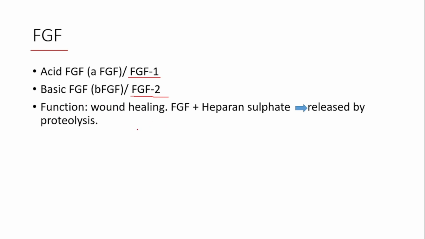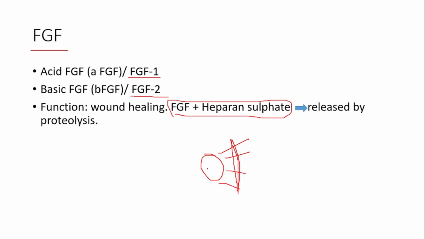So in extracellular matrix, this is the cell, and there is the extracellular matrix present outside the cell. This fibroblast growth factor is always present in this extracellular matrix component, and it is associated with the heparin sulfate, which is an inactive form. So whenever there is a tissue injury and subsequently a repair or healing should take place, this FGF is released following proteolysis to its activated form. Thereby it helps in wound healing.